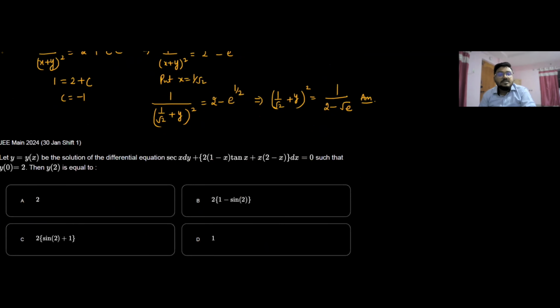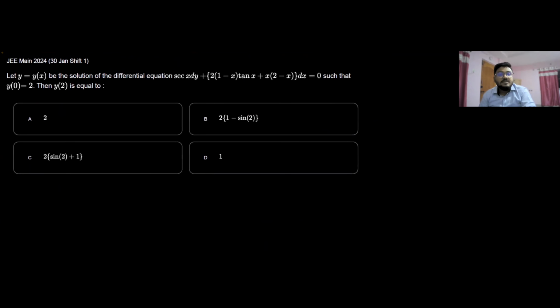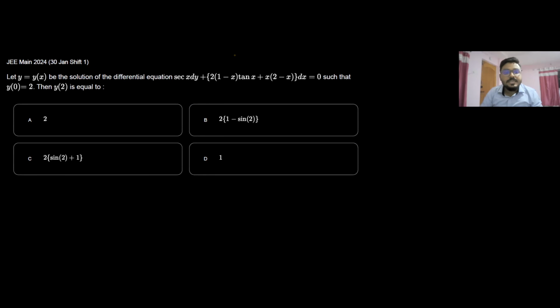Fine. Next question. So next question here is, so here secant x is 1 by cos x. So 1 by cos x dy, and remaining everything if I shift on the right hand side would be 2 times x minus 1 times tan x and plus x times x minus 2 dx. Cos x we can shift on the other side. Every term with respect to cos is on the right hand side here.